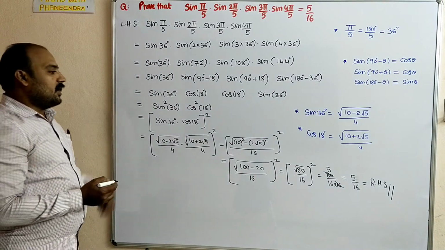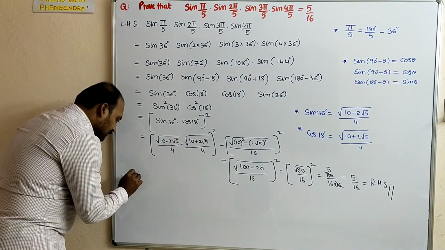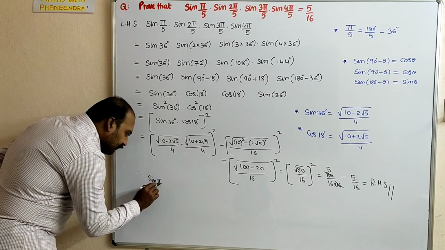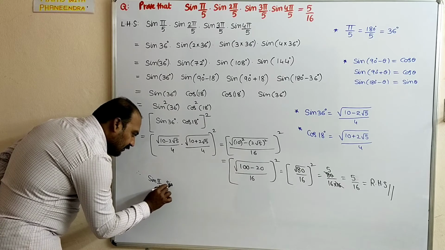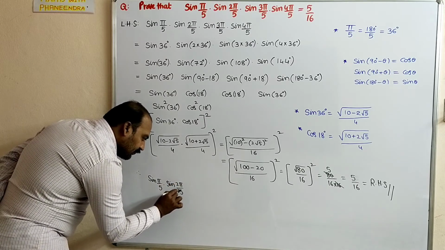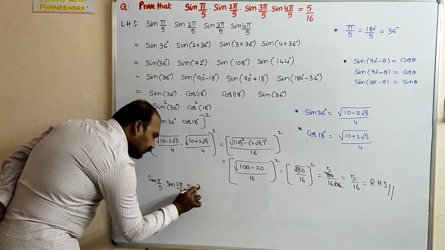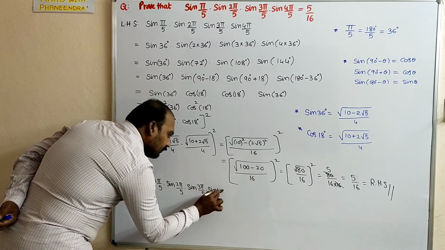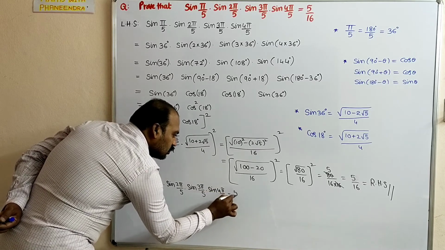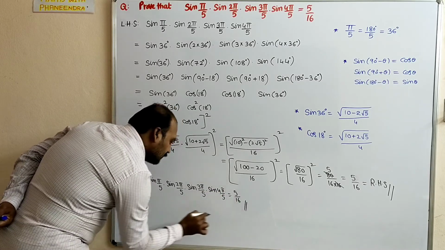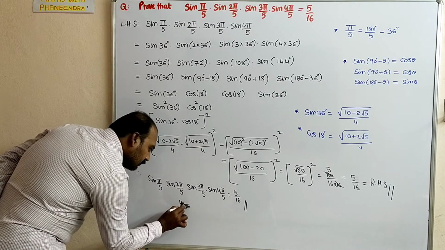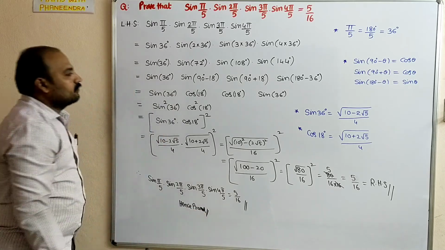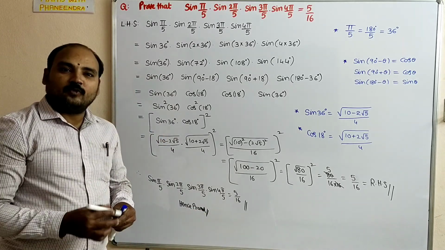Therefore, the conclusion step: the value of sine pi by 5, sine 2 pi by 5, sine 3 pi by 5 into sine 4 pi by 5 is equal to 5 by 16. Hence proved. We'll move to the next question.